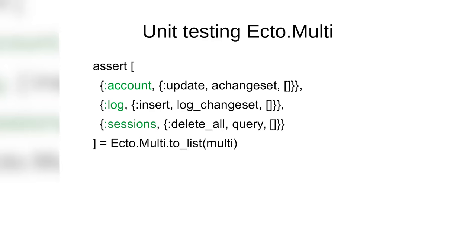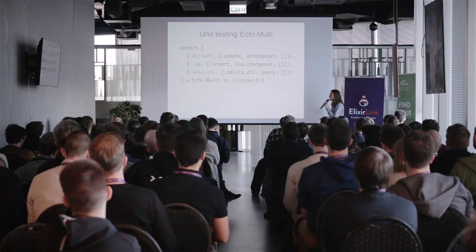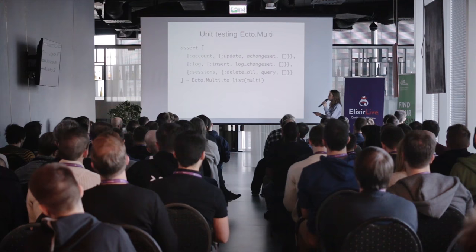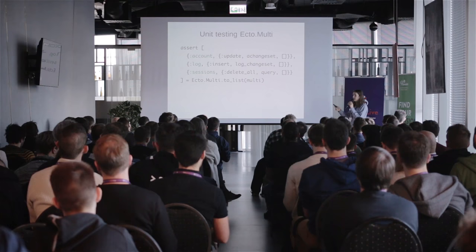And it is solved in Ecto, in Ecto.Multi, by the to_list function. So at the end, when we want to test our multis, even though they can have many operations in a pipe chain, we can just use the to_list function. And it returns all the operations that it would like to perform on the database with the tags that we specified at the beginning. So we can test our logic separately from our storage. And this is an example of the second pattern, separating pure and impure parts of your code.